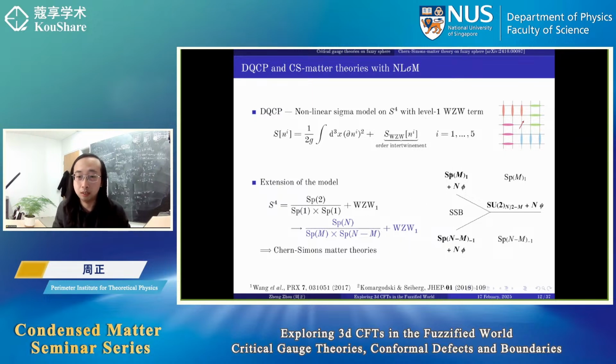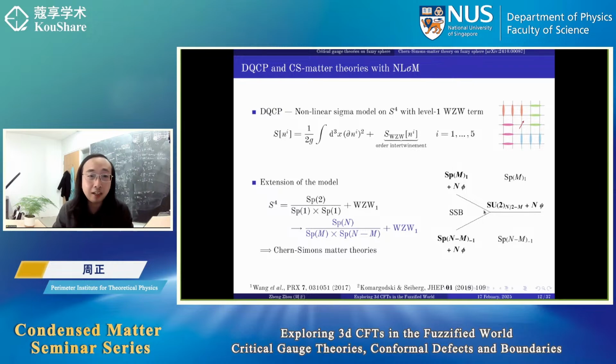This model is known to host many topological orders in its phase diagram, and the Chern-Simons-matter theories that describe the transition between them. For example, there are n flavors of bosons coupled to Spm or Sp(n minus m) at level 1, or n flavors of fermions coupled to SU2 with a Chern-Simons level.